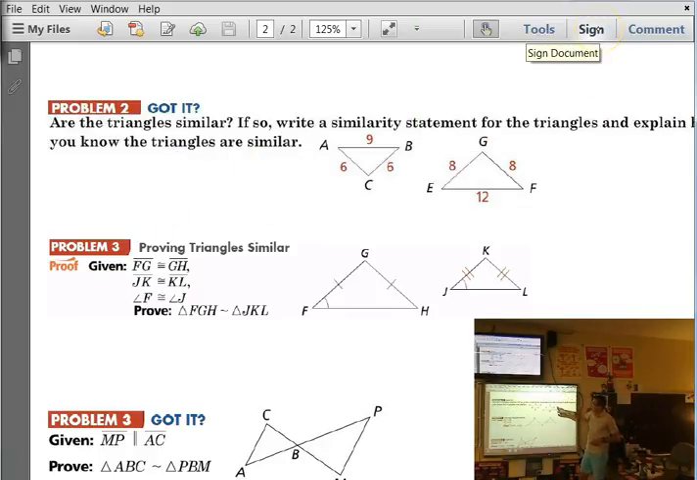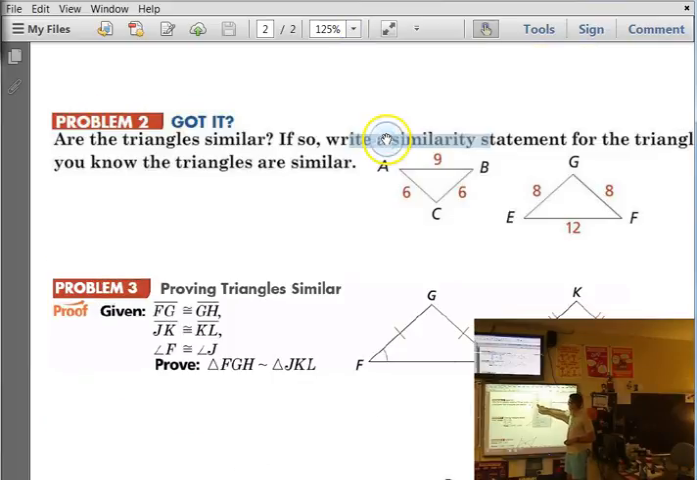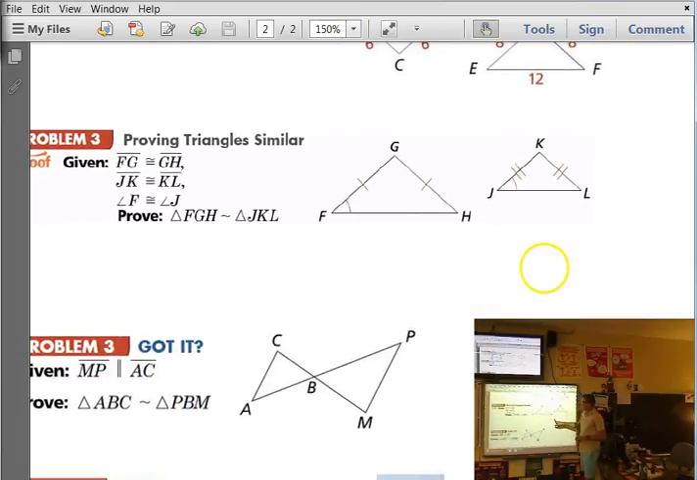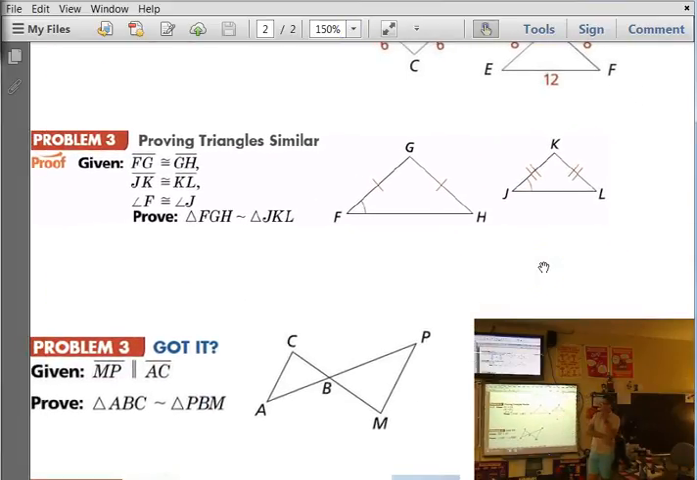So now we need to prove it. It's like in problem 3. I know my congruent statements. I know my congruent angles. Can I prove this?